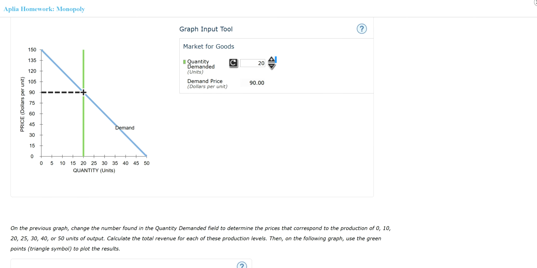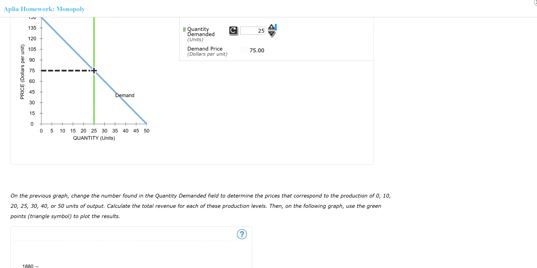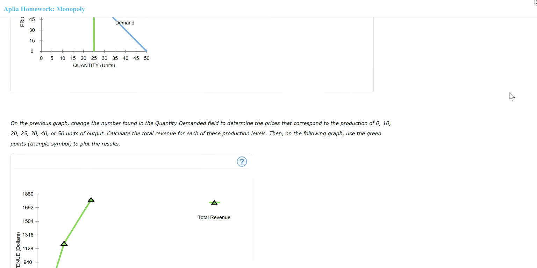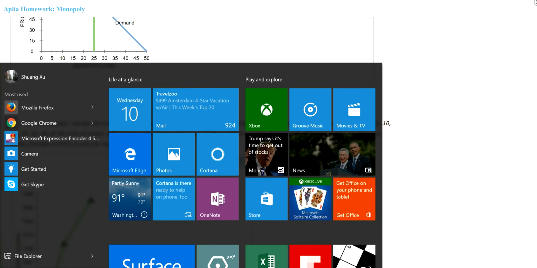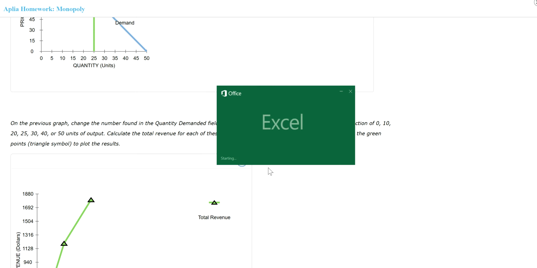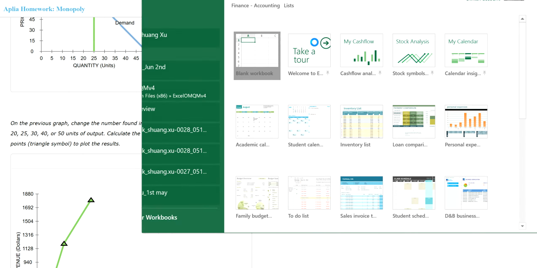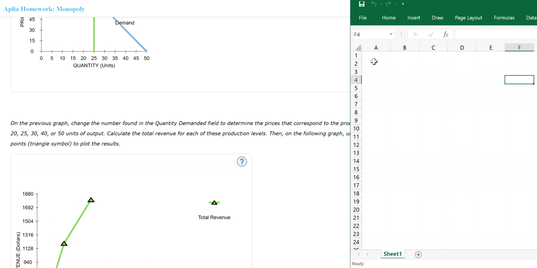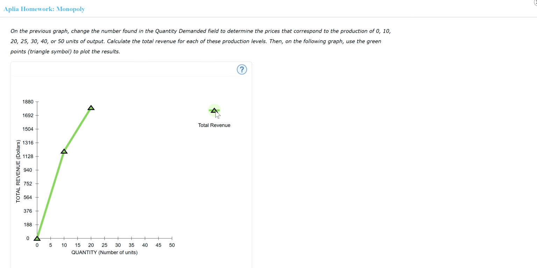Next one is going to be 25. 25, 75. All right, can't use my head anymore. Let me use an Excel spreadsheet. All right, so we said 25 times 75. Oh, this is 75. All right, 1875. So next one is 25 and 1875.